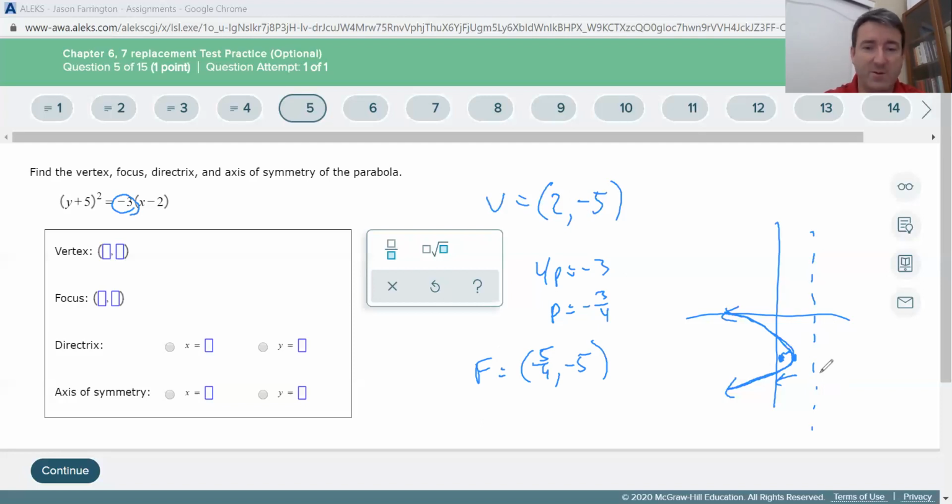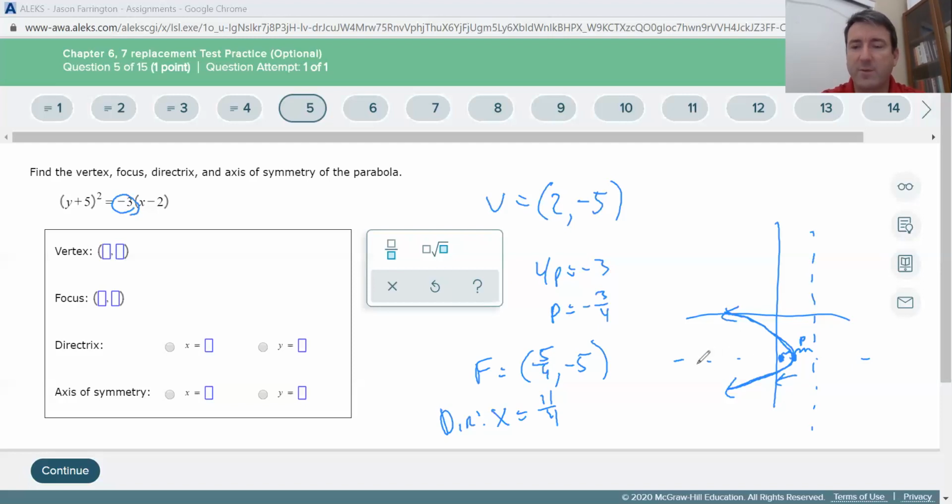All right, then the directrix is going to be this vertical line here. So we know it's going to be x equals. X equals is a vertical line. So this is our directrix. And that distance is going to be p over here as well. And so we're going to add 3/4 instead of subtracting 3/4. So we're going to get 2 plus 3/4, which is 2 3/4, which is 11/4. And there's our directrix.